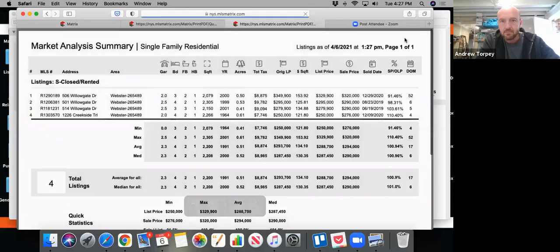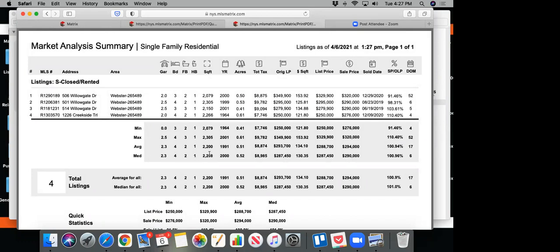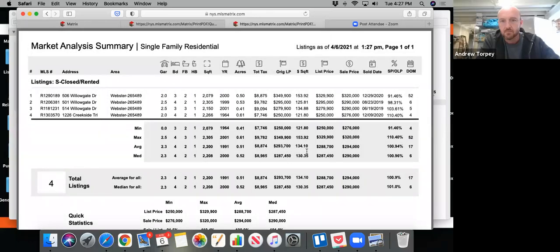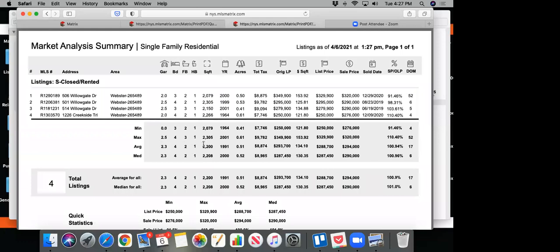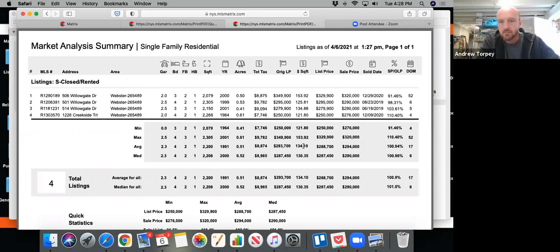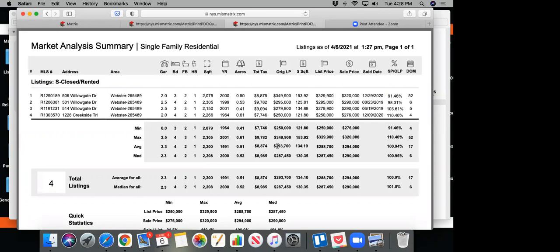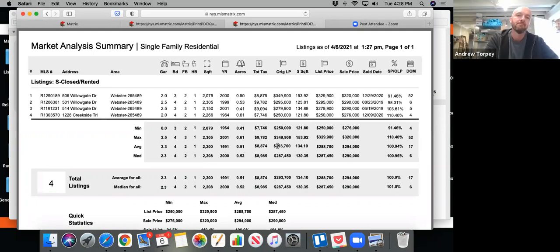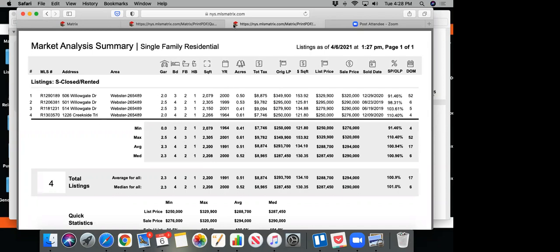Quick CMA, look, the averages are kind of right there: 2,208, 287, 134 a square foot, 17 days on the market. If your house, give or take, let's say it's 2,100 square feet, take that 100, multiply it by the 134, and subtract it from the sale price. That's going to give you what that value is. Got it. But again, this is all stuff that when you do it 3-4 times, you'll get the hang of it, no problem.